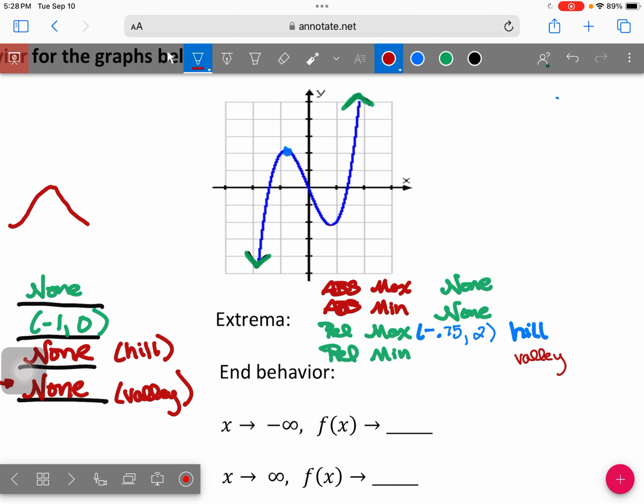And yes, I see a little valley right here. And so I'm going to say that is positive 0.75. It's not all the way over to what I would call 1 and negative 2.